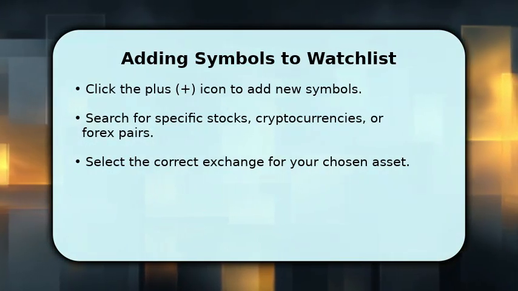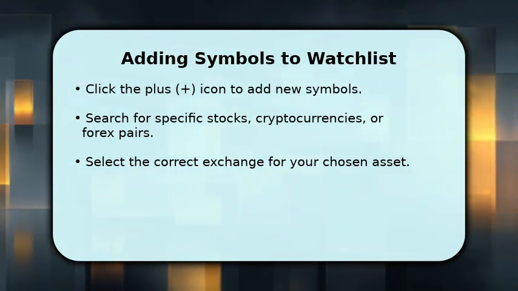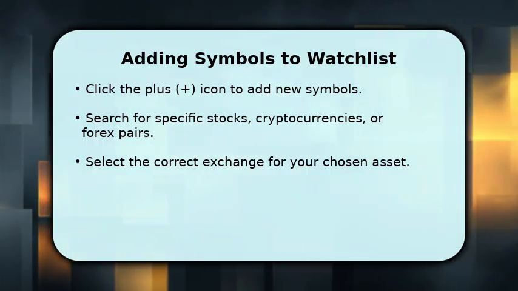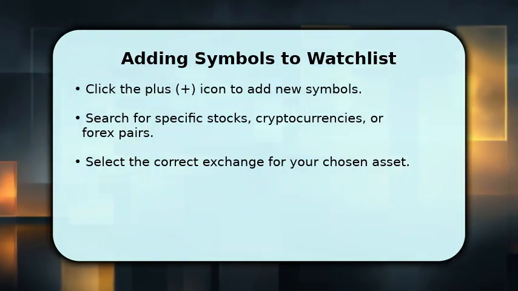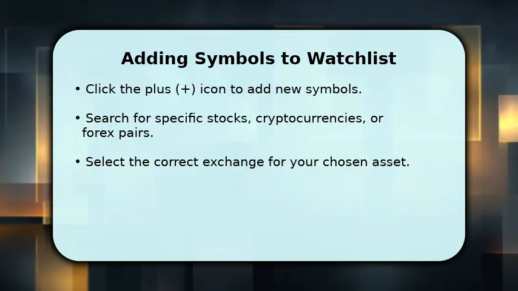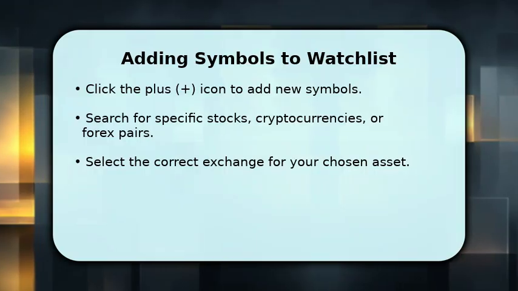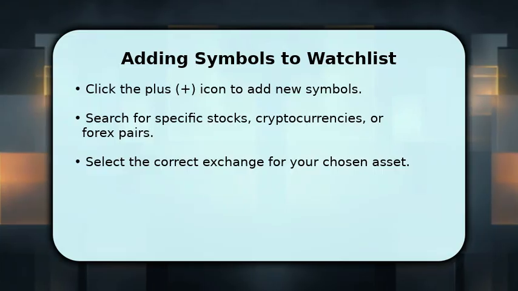Once your watch list panel is open, look for the plus sign, usually at the top of the panel. Clicking this will open a search bar. Here, you can type in the ticker symbol or the name of the asset you wish to add, like AAPL for Apple stock or BTCUSD for Bitcoin versus the US dollar. Make sure to select the correct exchange from the options provided.